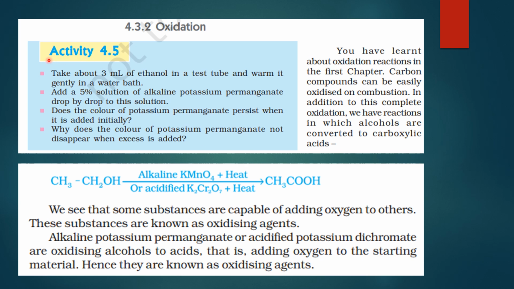So let's look at an activity, activity 4.5. We take about 3 ml of ethanol in a test tube and warm it gently in a water bath. What is a water bath? You will be seeing it in the chemistry lab, right? Now you add a 5% solution of alkaline potassium permanganate drop by drop to this solution.